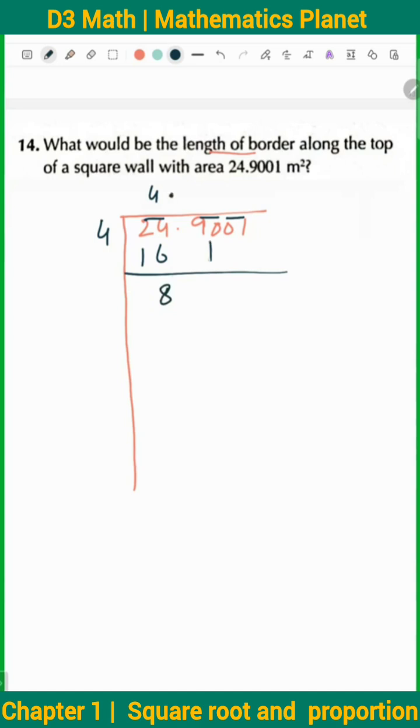Now take the next pair down, which is 9. 4 plus 4 would be 8. You have to add some number over here which can give you 890 or less than that. Yes, Alia? 8.